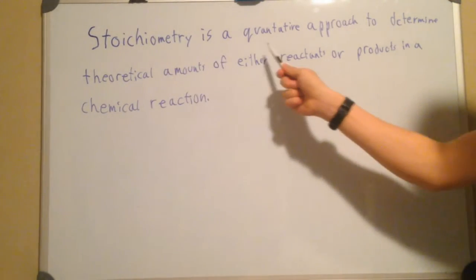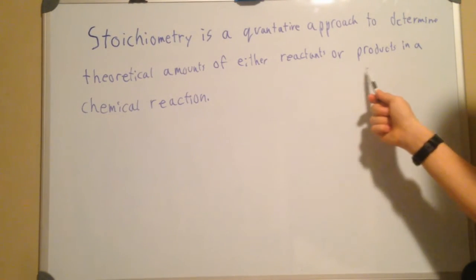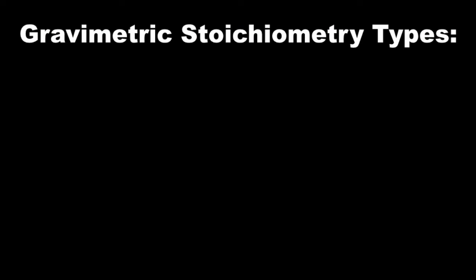Stoichiometry is a quantitative approach to determine theoretical amounts of either reactants or products in a chemical reaction. Gravimetric stoichiometry, which is the topic of our video today, is used to determine masses or amounts in moles of either reactants or products.